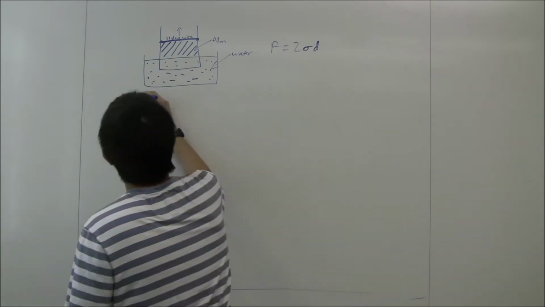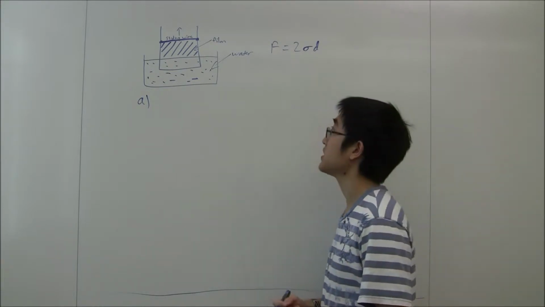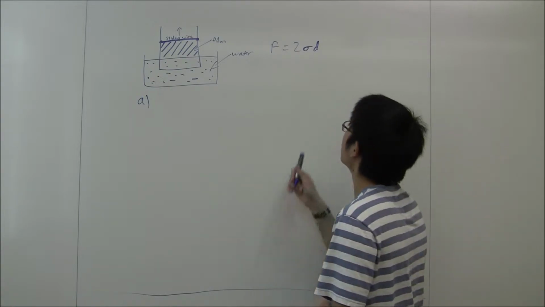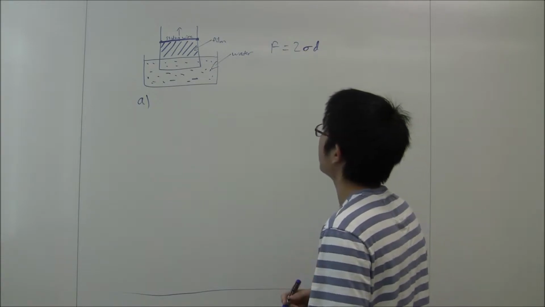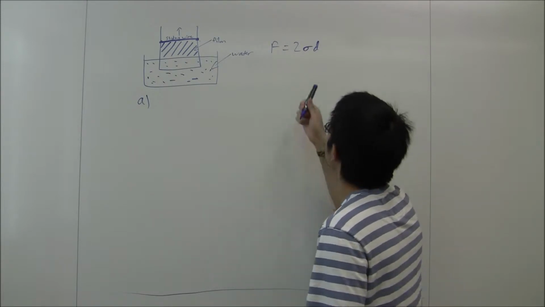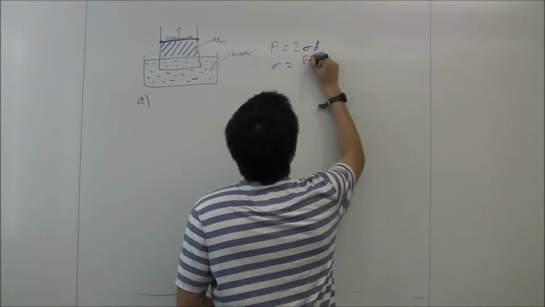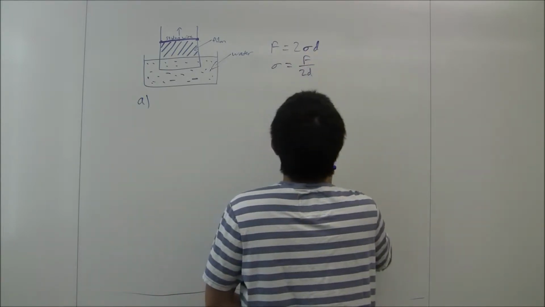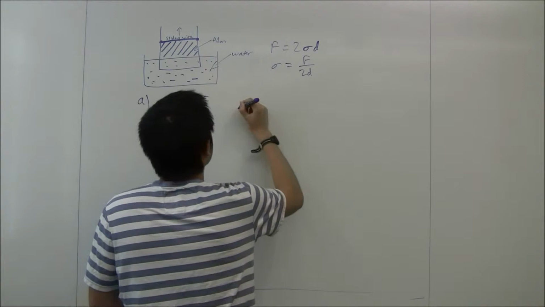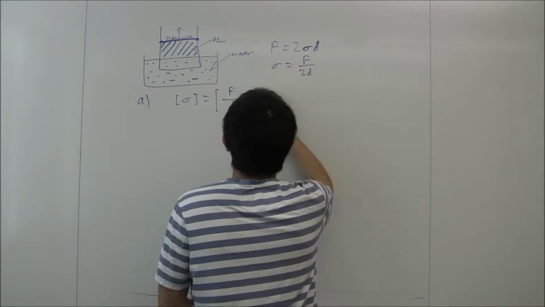So in part A of the problem, we're asked to use dimensional reasoning to figure out how the velocity of a short wavelength wave on the film will depend on sigma, rho, and k. So first, let's start off by figuring out what the units of sigma are. So we know that sigma is going to be equal to F over 2d. So the units of sigma are going to be equal to the units of force over d, which is length.